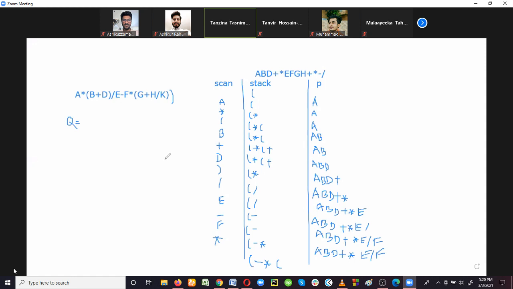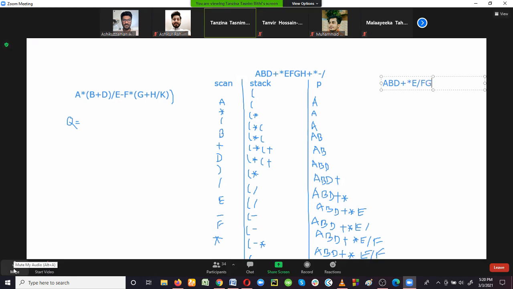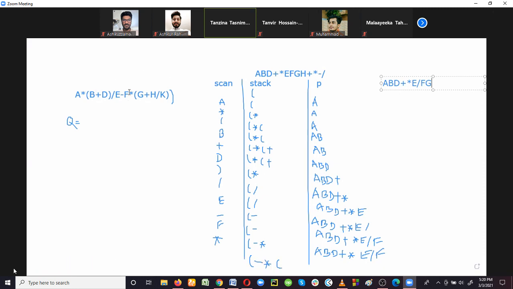Okay. After that, another operand comes, that is G. So the next one will be ABD, then plus multiplication E division F, then we can add G. Isn't it? Yes, ma'am. Okay, so what will be the next step? In the next scanning process, we'll get an operator that is plus, so that plus operator will be stored here. And then the next element is an operand, so we can place it here, H.